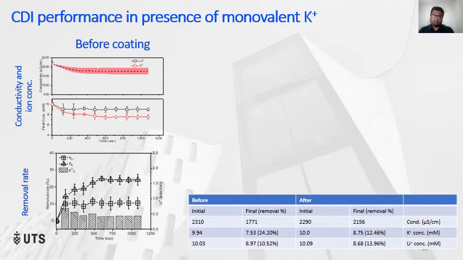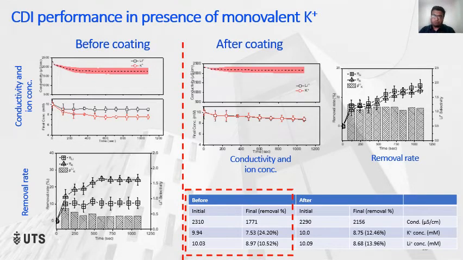The same pattern we have observed for monovalent potassium also. So in a binary mix of potassium and lithium, while we ran the CDI cell for the feed water at a voltage of 1 volt, we have seen a potassium removal of 24% and lithium removal of 11% before the GF8 coating. But after the GF8 coating, the potassium removal reduced to 12% and lithium removal increased to 14%. So there is also an increase in lithium selectivity.